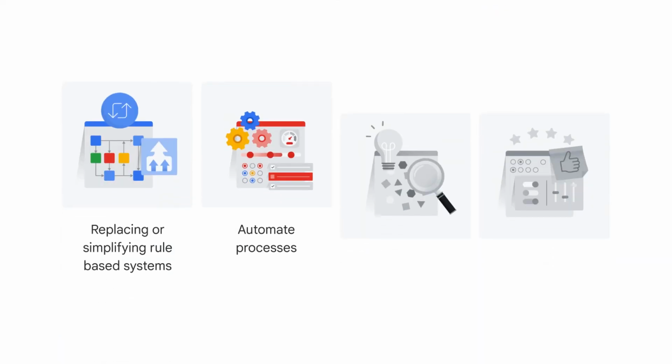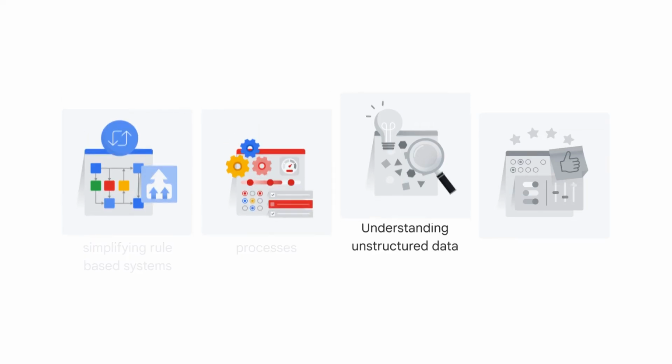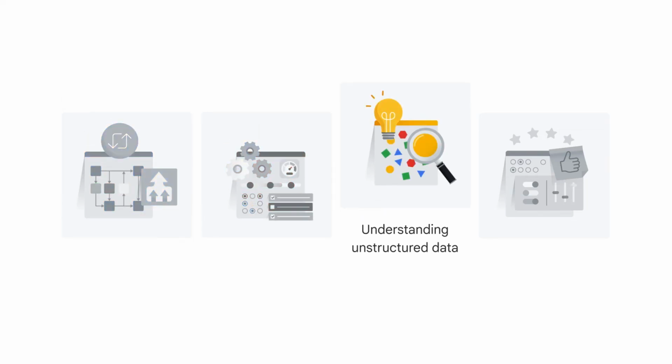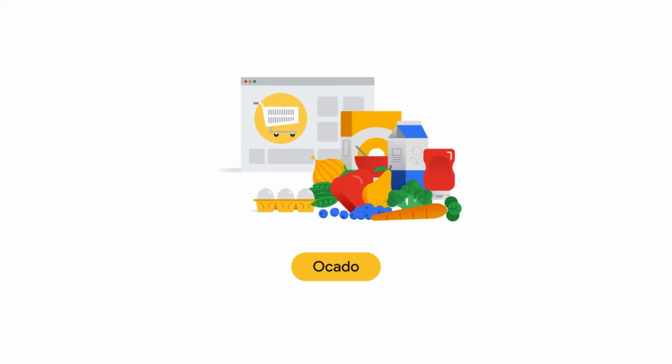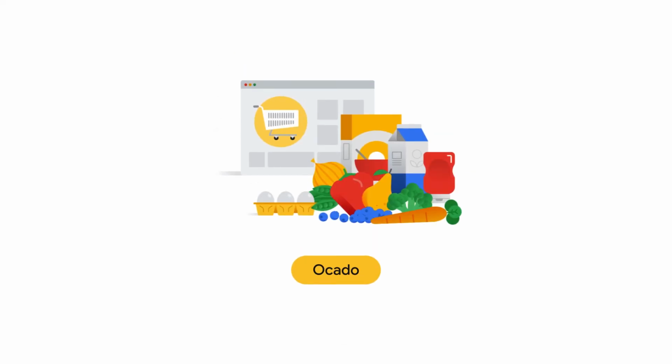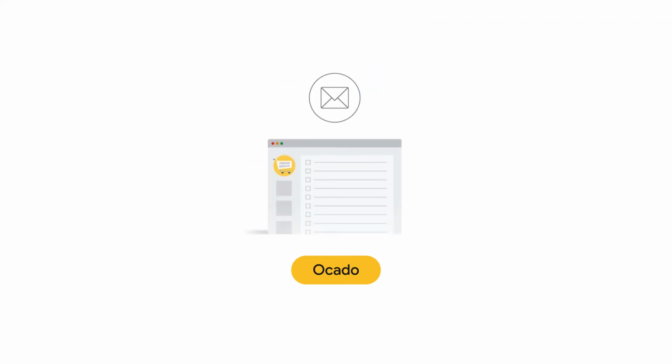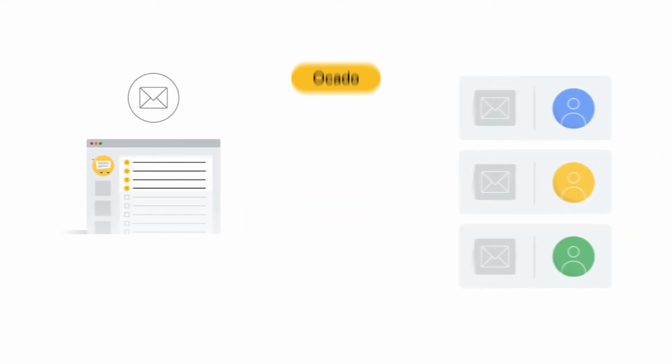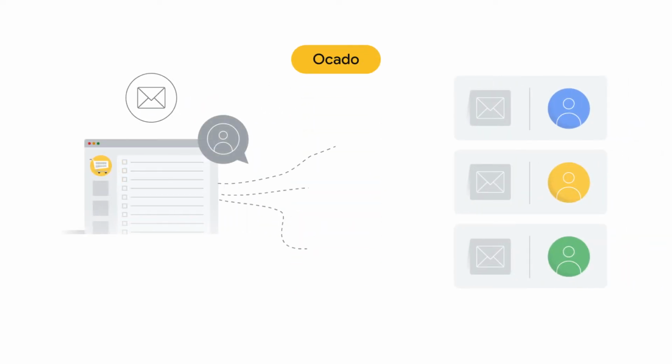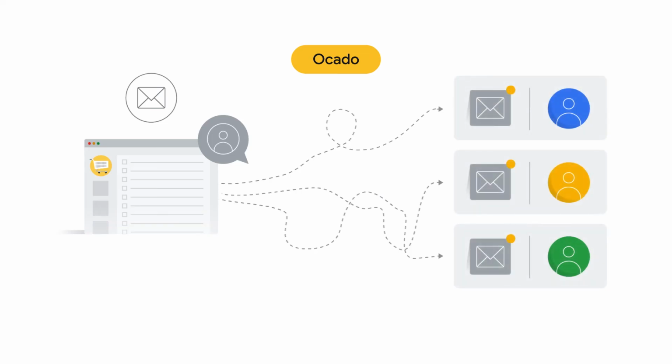So far, you heard about ML problems that use structured data to make predictions at scale. A third type of business problem that ML can help solve is understanding unstructured data like images, videos, and audio. This example comes from Ocado, one of the world's largest online-only grocery supermarkets. Previously, when Ocado received emails, they would all go to a central mailbox for sorting and forwarding by a human. This process was time-consuming and led to a poor customer experience.